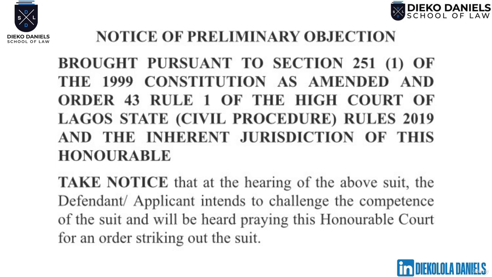So there are three things that you put in your PO when we are talking about the "brought pursuant to" section. The first one is the constitutional provision against that court, showing that the substance of the suit is in another court. You see why you need to learn your jurisdiction very well? So that when they ask you to draft a notice of preliminary objection, you know what court ought to have jurisdiction, so that you can put the section that gives that court jurisdiction in your "brought pursuant to." Right?